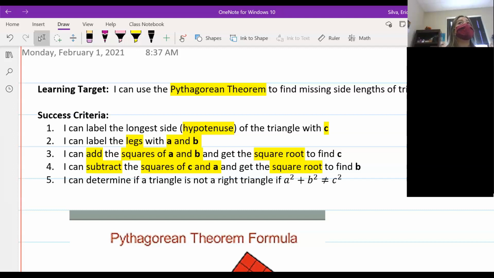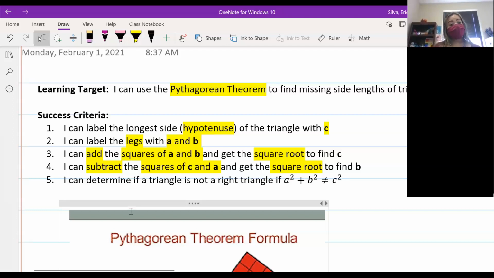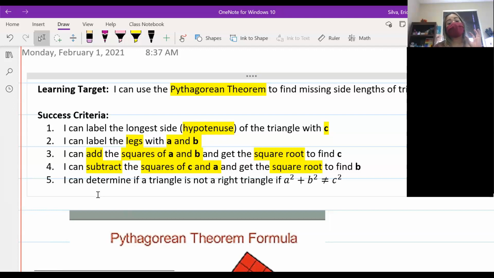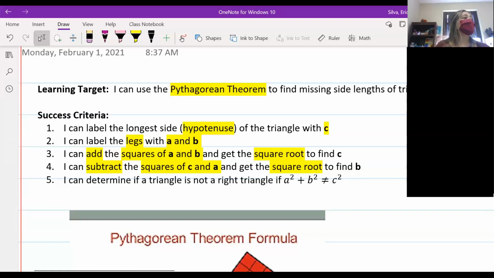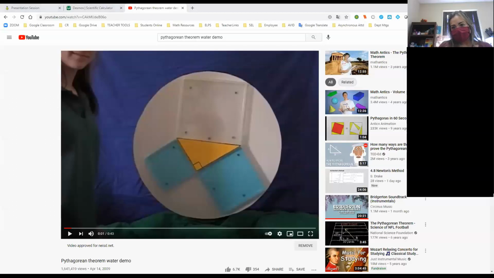And if they give us the hypotenuse, then we're going to subtract the squares of C and A and then get the square root to find B. Then we're going to determine if a triangle is a right triangle or not, by seeing if A squared plus B squared is equal to C squared. But before we start, we're going to look at this video because for me, it just made sense. And hopefully it'll make sense to you.